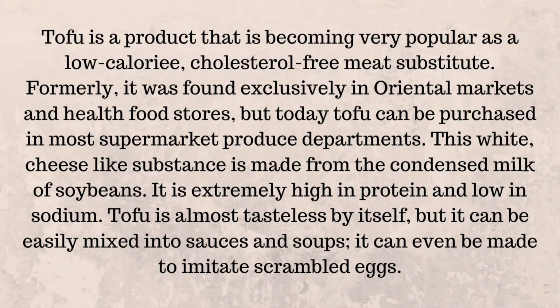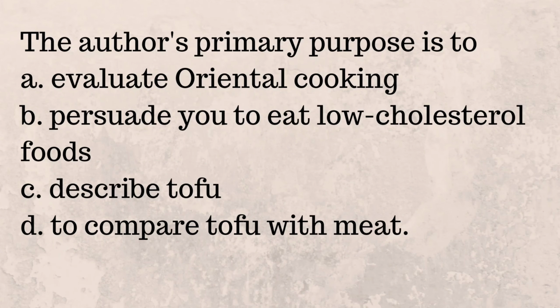Text number 1. The author's primary purpose is to A. Evaluate Oriental cooking, B. Persuade you to eat low cholesterol foods, C. Describe tofu, or D. To compare tofu with meat. And the answer is C. Describe tofu.